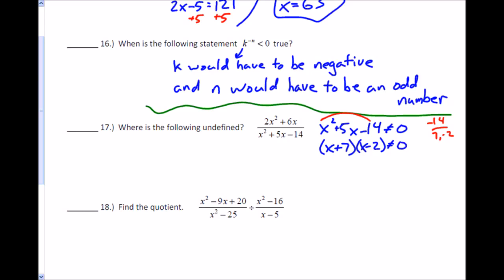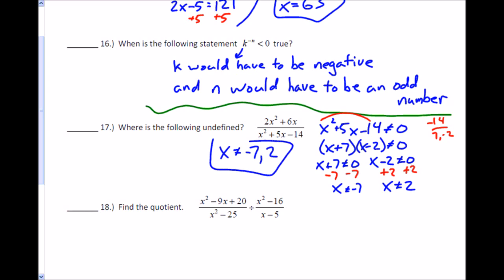And now I say each of those cannot equal 0. So really it's the same as solving, except we're saying cannot equal this thing. I subtract the 7 from each side. So here I get x cannot equal negative 7. Here I add the 2 to each side, so I find out that x cannot equal a positive 2. Okay, so those are my two restrictions, my two excluded values.